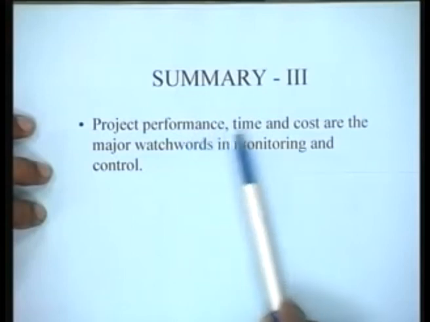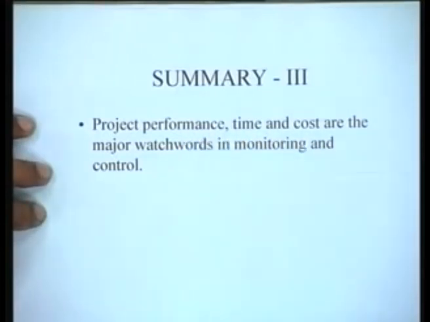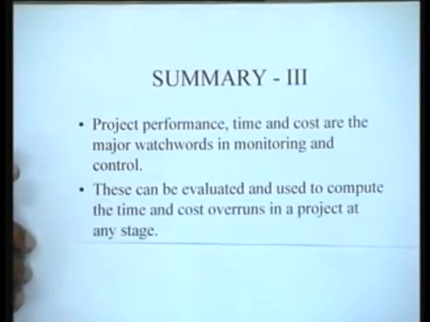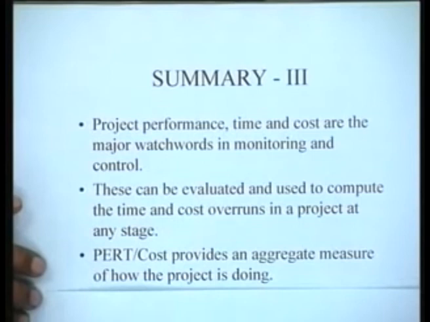The project performance, time and cost. These are the major watchwords in planning and control. These can be evaluated and used to compute the time and cost overruns in a project at any stage as we go along, as we have tried to see. And PERT cost, mind you, provides an aggregate measure of how the project is doing.